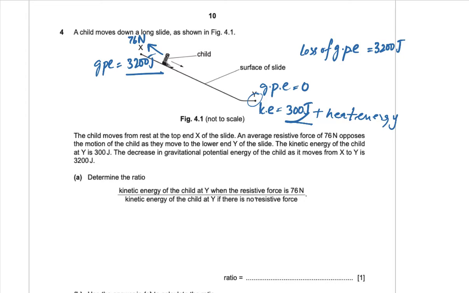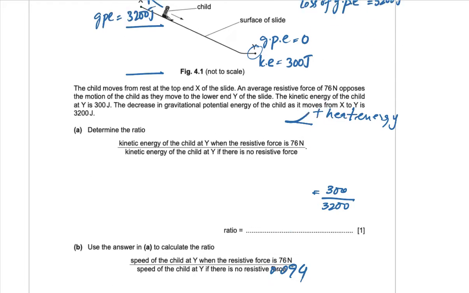They're asking you to consider the kinetic energy when the resistive force is acting, and that kinetic energy has a magnitude of 300, divided by the kinetic energy if the resistive force was not present. If the resistive force were not present, the kinetic energy at point Y must have been equal to the gravitational potential energy at point X. So this would have been 3200 over here. Now the answer to this is 0.094.